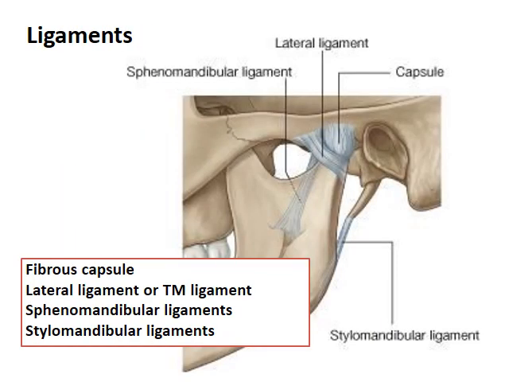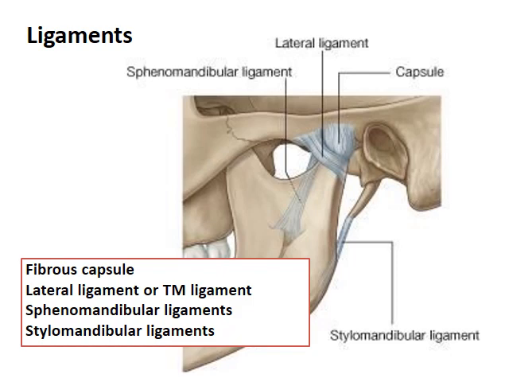Now you can see, let's talk further. We have fibrous capsule over here, and we have lateral ligament, or temporomandibular ligament is also called. Then we have sphenomandibular ligament and stylomandibular ligament.